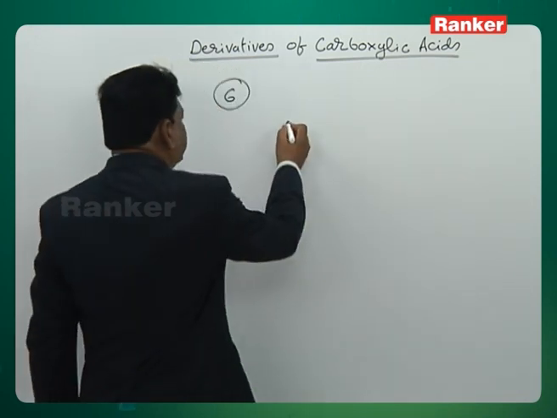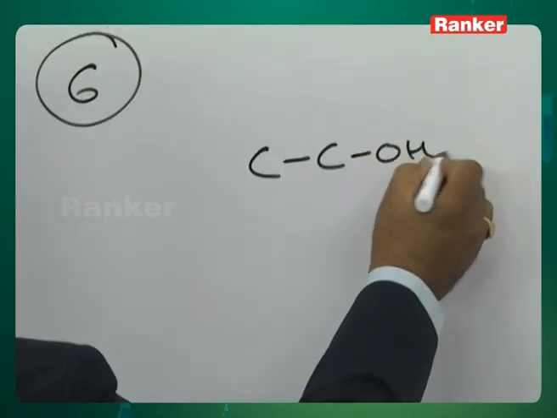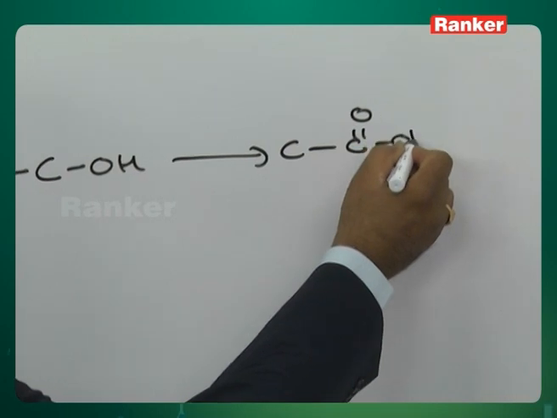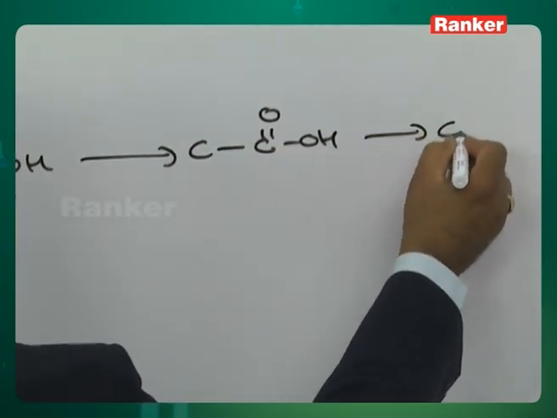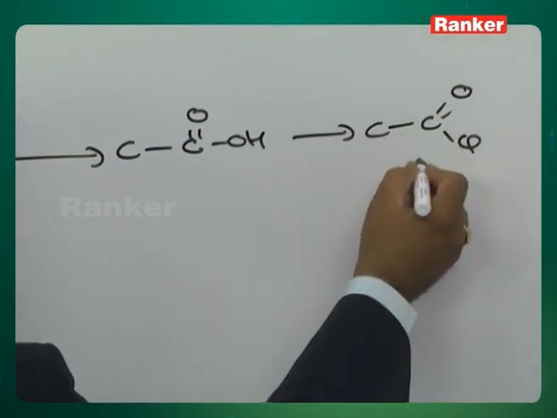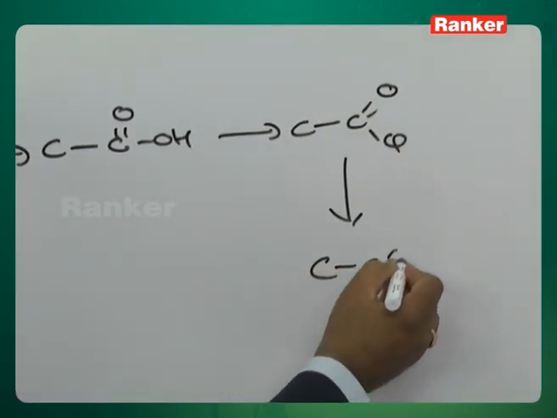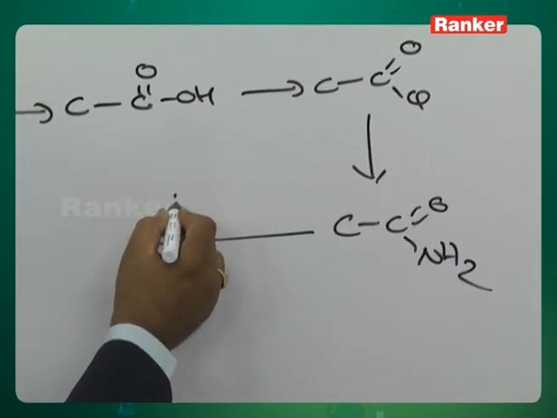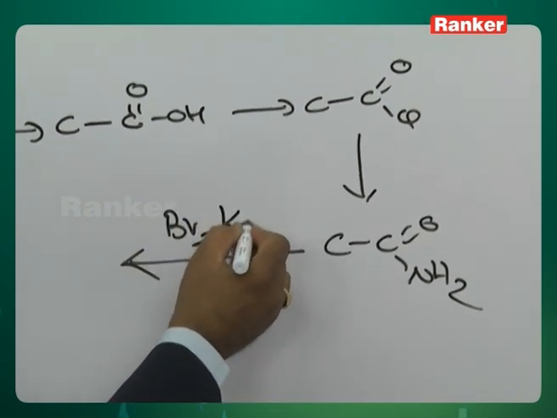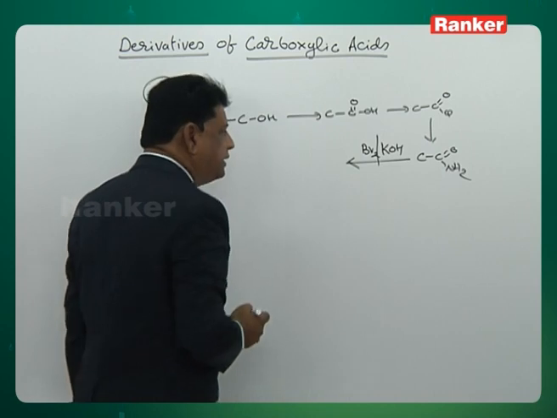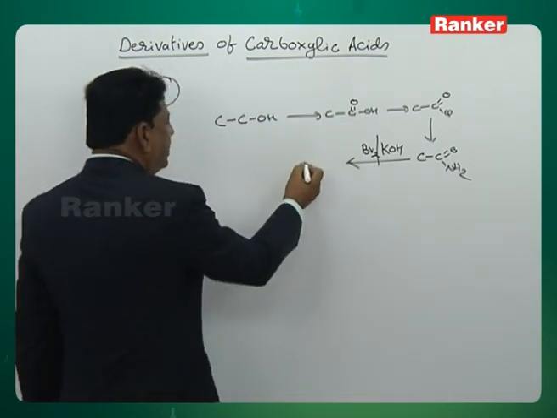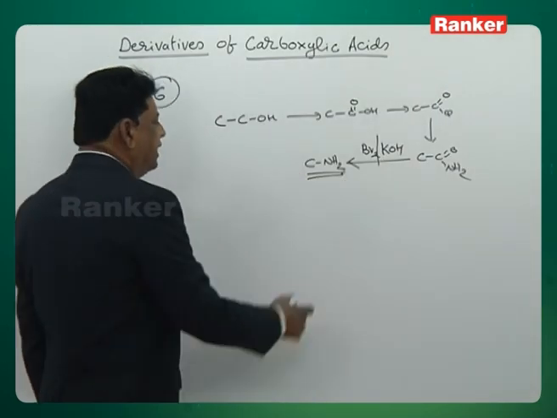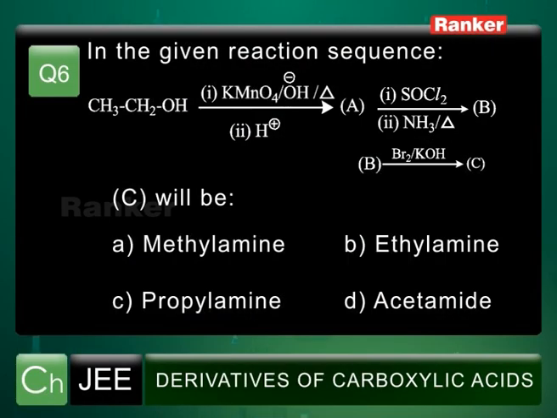In this reaction, the sequence of reactions is: ethyl alcohol is oxidized to give acetic acid. Then subsequently with thionyl chloride it becomes acetyl chloride. Acetyl chloride with ammonia gives acetamide. Acetamide undergoes a named reaction with bromine and KOH. This is a popular reaction called the Hofmann bromamide reaction. The final answer, compound C, is methylamine. A is the right option.